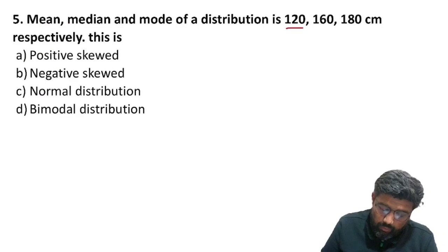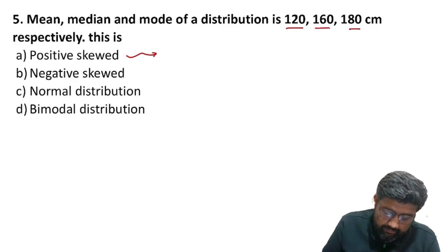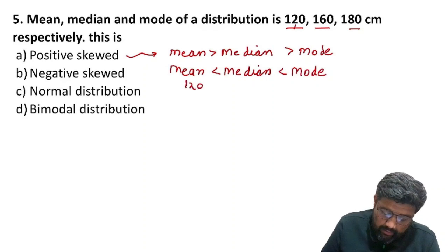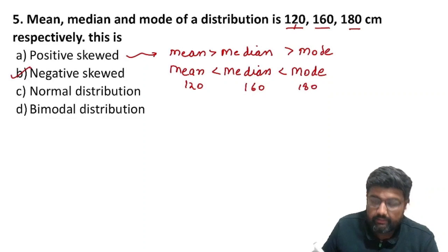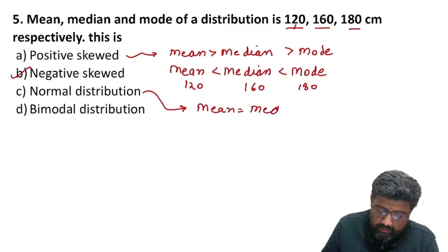Mean, median and mode are 120, 160, 180 respectively. When positive skew is there, mean is more than median is more than mode. In negative skew, mean is less than median is less than mode. So here the correct answer is option B. If I talk about normal distribution, here mean is equal to median is equal to mode.